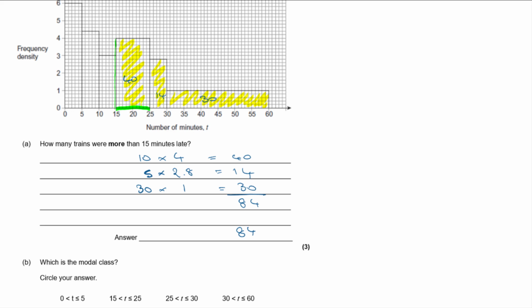Might just want to check the tallest bar in the first one first, though. That's got a width of 5 and a height of 6, so this is going to be 5 times 6, which is 30. So that's less, isn't it? And the other 2 bars are less tall, so it's not going to be those. So it's going to be that 15 to 25 bar as the modal group, because it's got the most in it. It's got 40 in it.